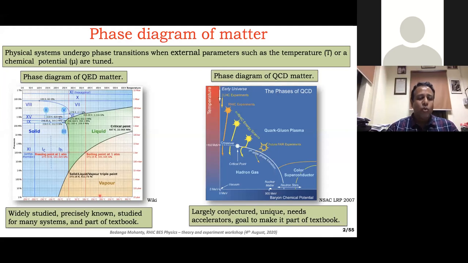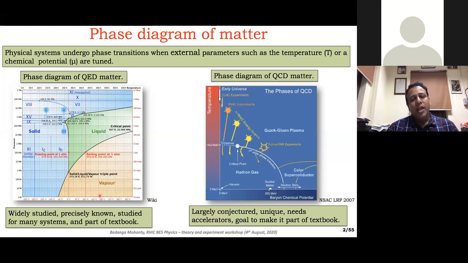It is one of the most widely studied and precisely known phase diagrams, whose underlying interactions are electromagnetic, one of the 4 fundamental interactions in nature. It's part of the textbook.